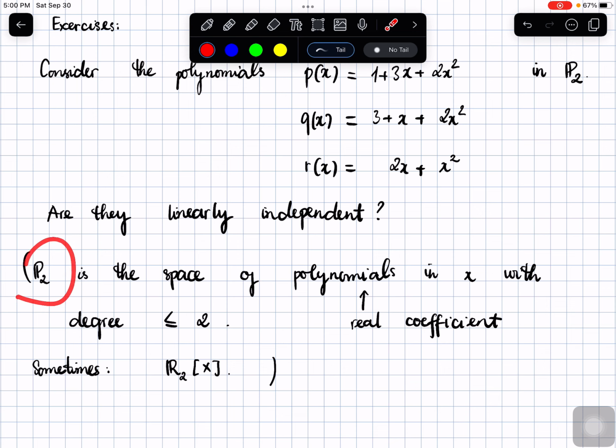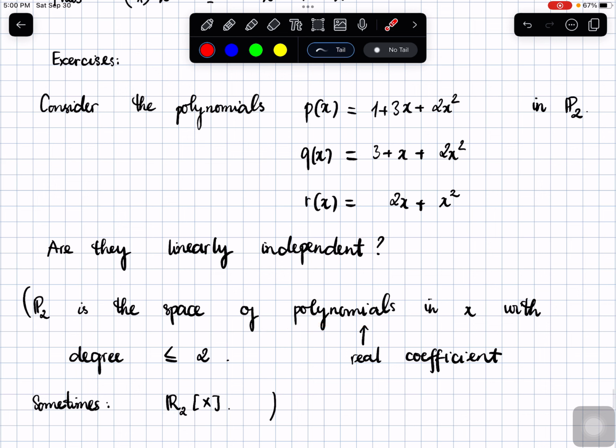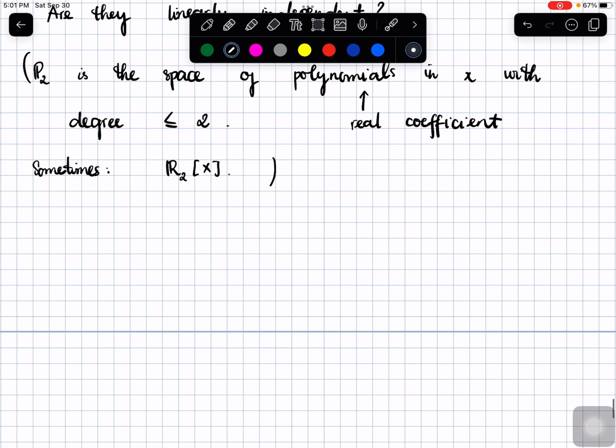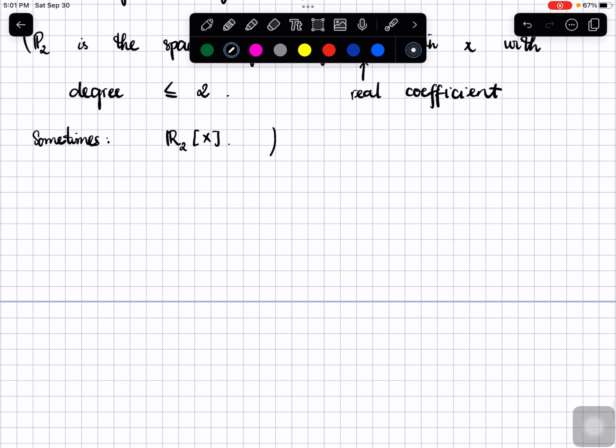And sometimes we denote this space by R2[x], the space of polynomials with real coefficients in x with degree at most 2. Okay, and we need to check whether they are linearly independent or not. So always we will start with the linear combination and check whether the equation, linear combination equal to the zero vector, has only the trivial solution or not.